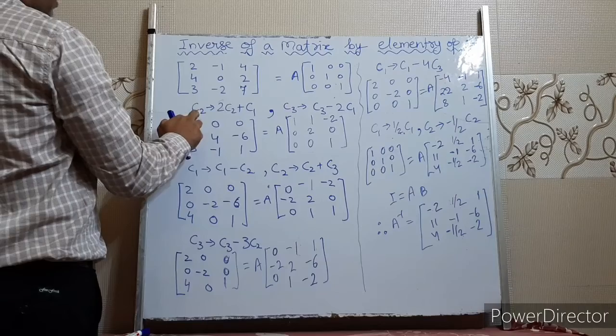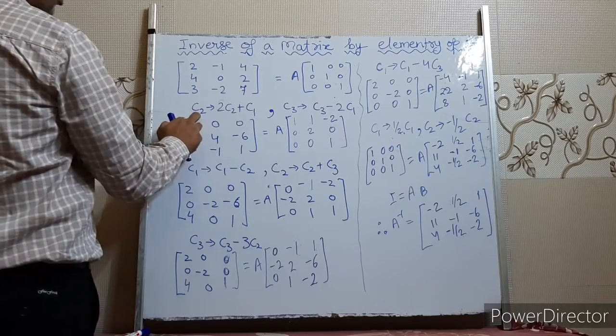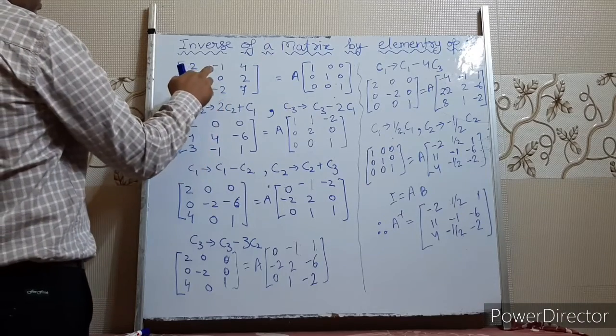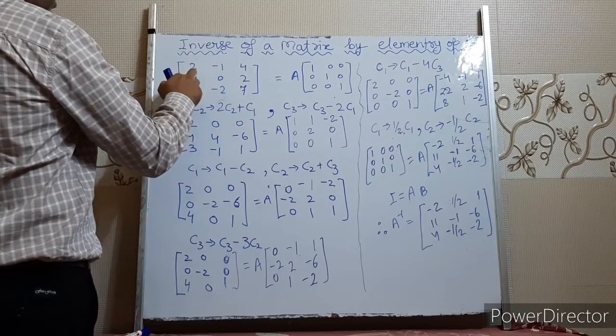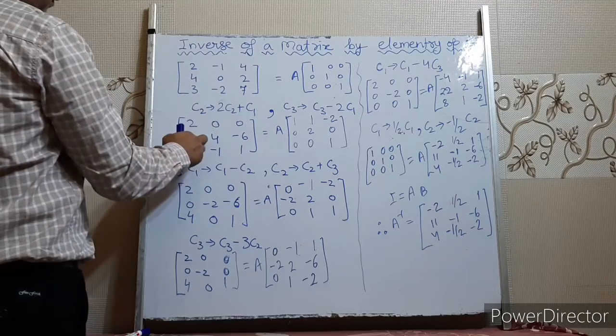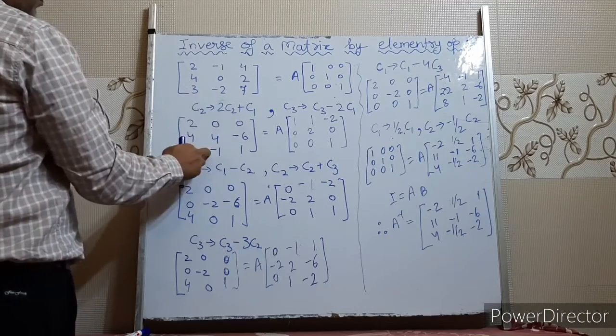We'll apply the first operation C2 to C2 plus C1, and we're going to change in C2. So if you do so, this value will become 0. When you multiply 2 here and we add, this will become minus 2. Minus 2 plus 2 will become 0. 2 zeros are 0 plus 4, 4. 2 into minus 2, minus 4 plus 3, minus 1.